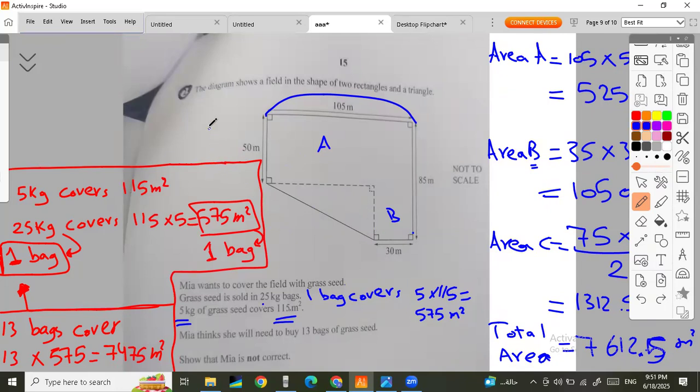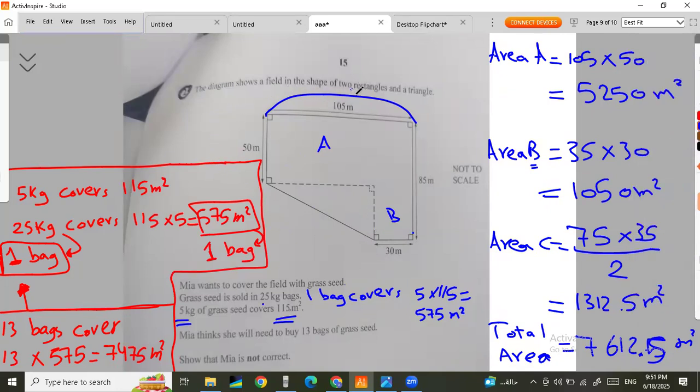Okay, so the thing that you hear, the diagram shows a field in the shape of two rectangles and a triangle. Here is a rectangle, another rectangle over here, and here is the triangle that they're talking about. Mia wants to cover the field with grass seed. Grass seed. Okay, covering it means the area. Everything inside the field will be covered. So we're talking about the area.